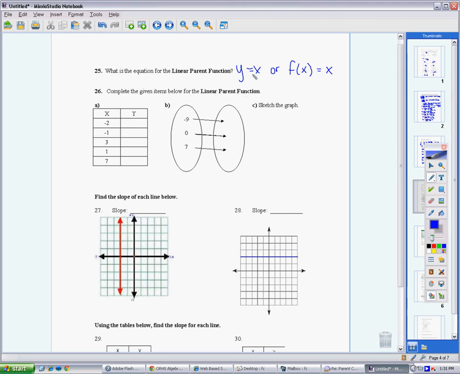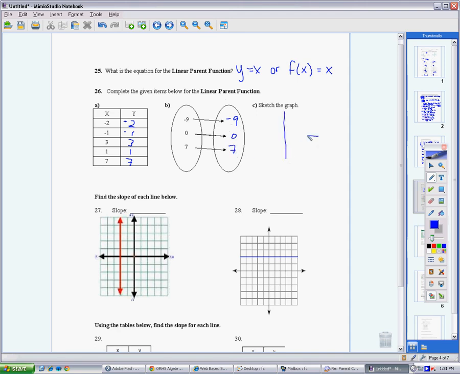It's a 1-to-1 correspondence. The x's equal the y's, so that's going to be -2, -1, 3, 1, and 7. In the mapping, again, it's a 1-to-1 correspondence. So if it's -9, it's -9, 0, and 7.